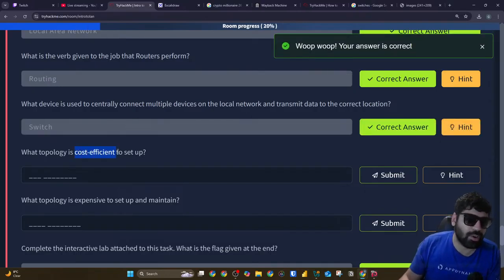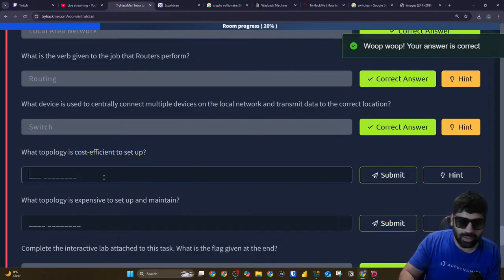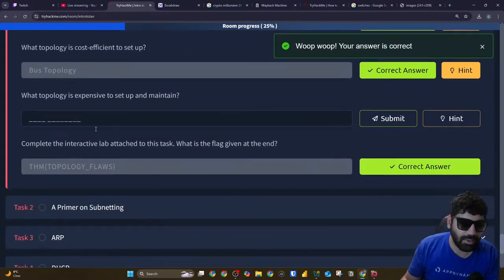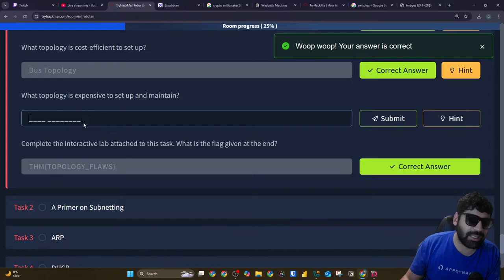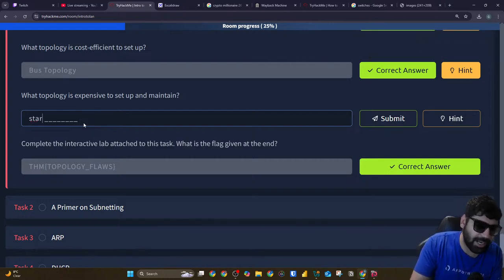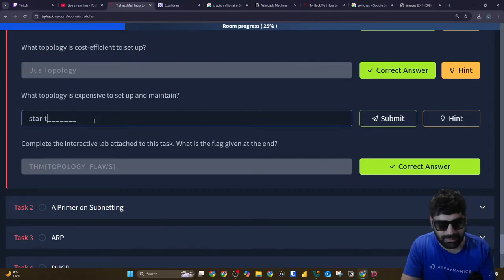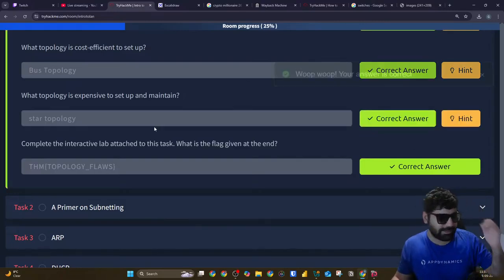What topology is cost effective to set up? The cheapest one, also called the worst one in my opinion. Bus topology. What topology is expensive to set up and maintain? Star one, because you are buying a whole new device, right, to do things. And that's it.